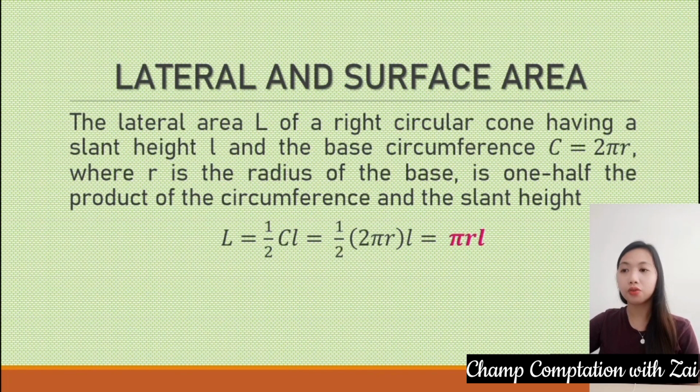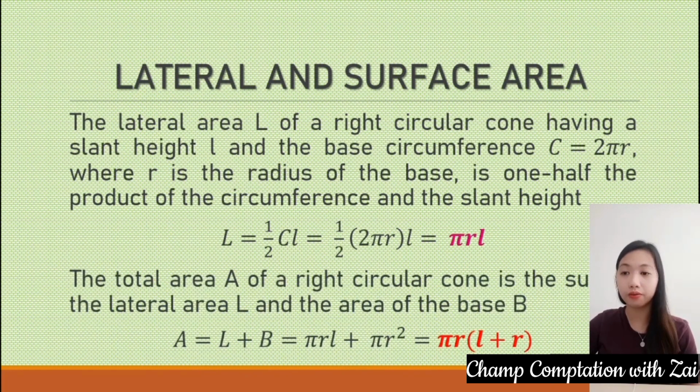For the total area, the total area of a right circular cone is the sum of the lateral area and the area of the base. So we have the lateral area, pi r L, plus the area of the base, pi r square. To simplify, we have pi r, quantity L plus r.